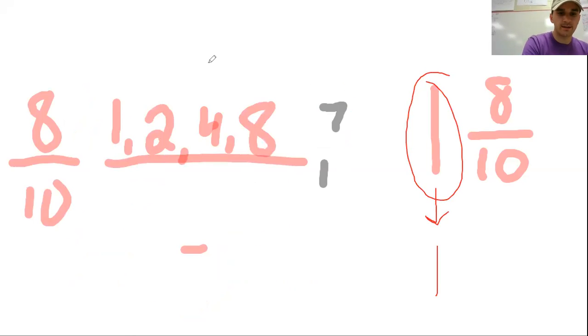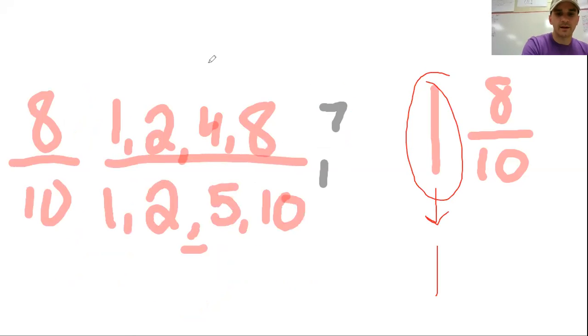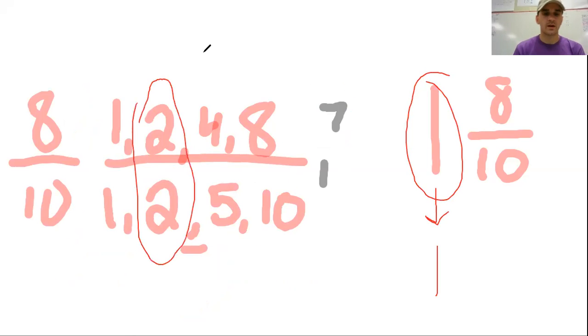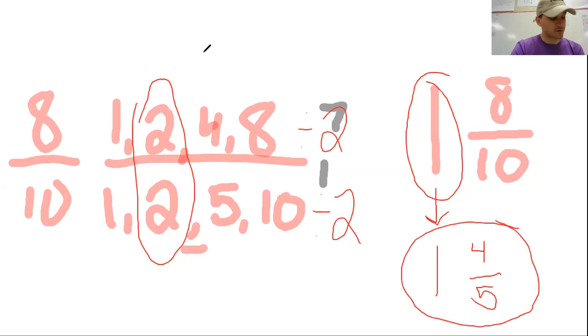1, 2, 4, 8 for number 8. And then for 10, we've got 1, 2, 5, 10. Then we've got to find the GCF, which in this case would be 2. And we've got to divide numerator and denominator by that GCF. 8 divided by 2 would be 4. 10 divided by 2 would be 5, which would give me 1 4/5, which would be A.